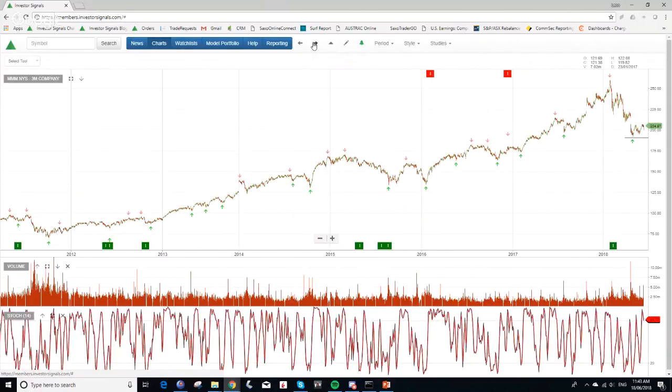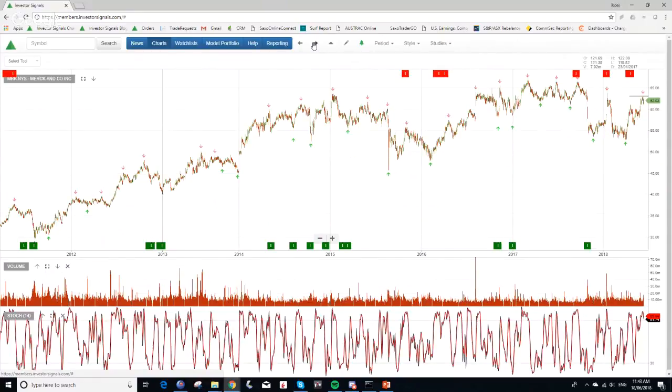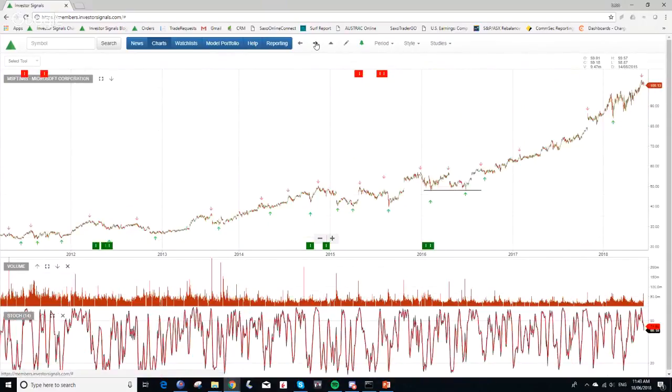3M, so this is a stock that's recently been added into the model portfolio, and we think around $200 will be good support. Merck, under sell conditions there at the moment, looks like the stock is just starting to roll over and make lower lows and lower highs.